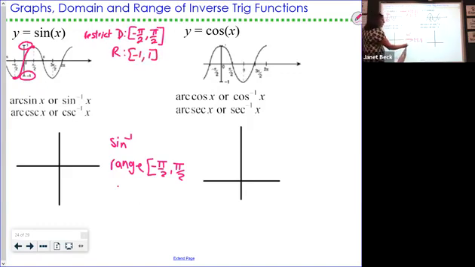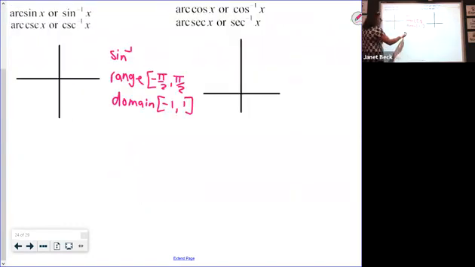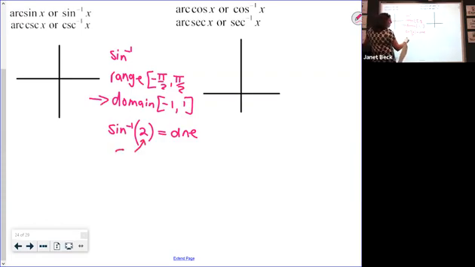They would become the domain of the inverse sine. Remember that question we had at the beginning that said, what's the inverse sine of 2? And the answer was D and E, because look at this. Inverse sine is only defined for inputs between negative 1 and 1. That's why the answer on that one doesn't exist.